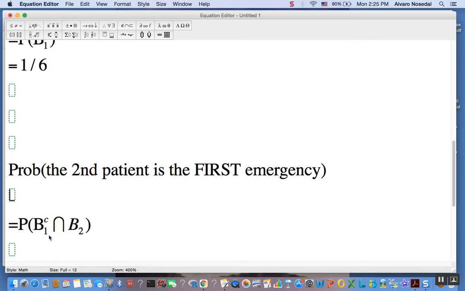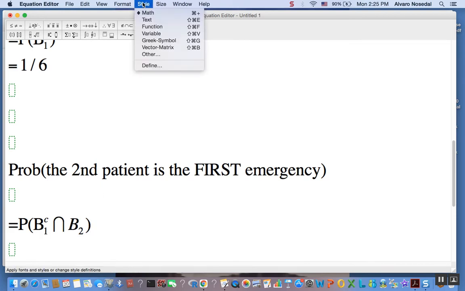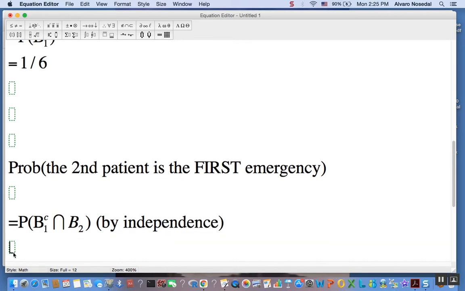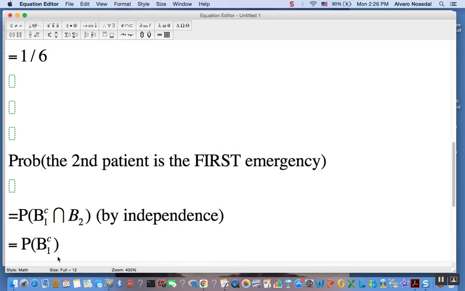And now since we're assuming that these events are independent, this is going to be the same as the product of these individual probabilities: the probability of B1 complement times the probability of B2.